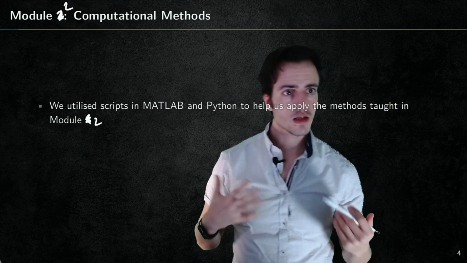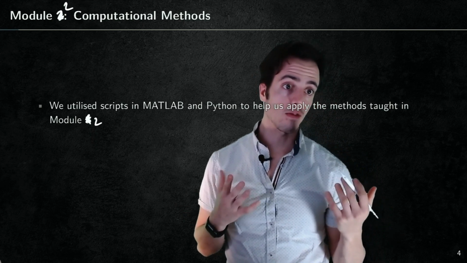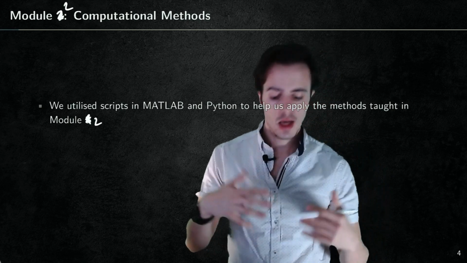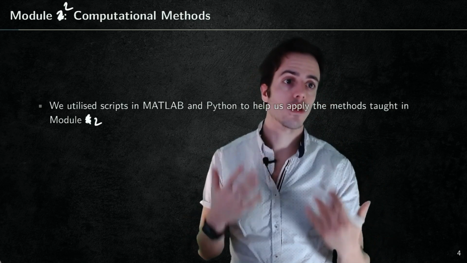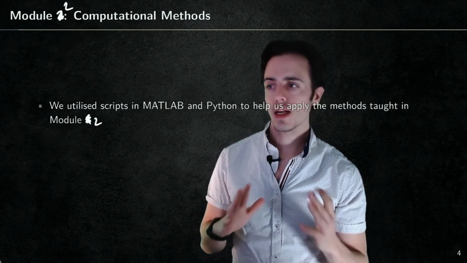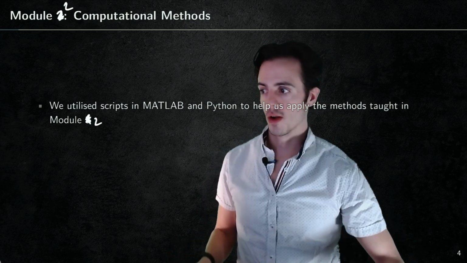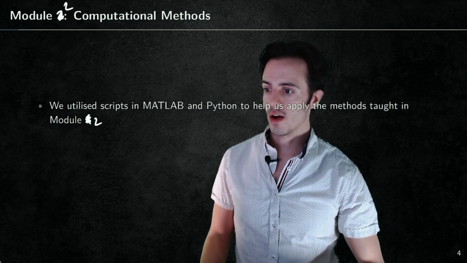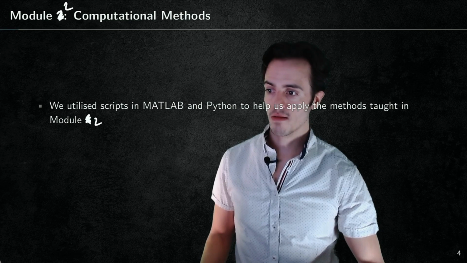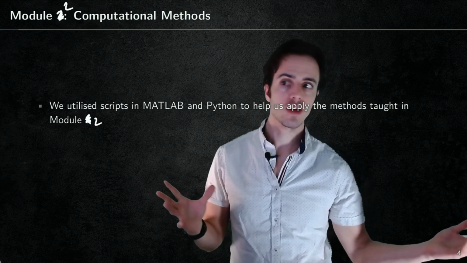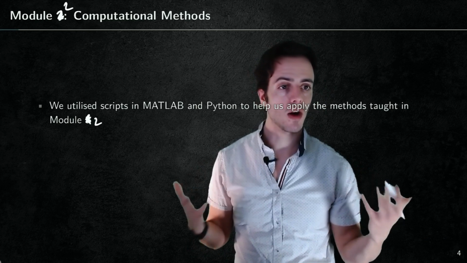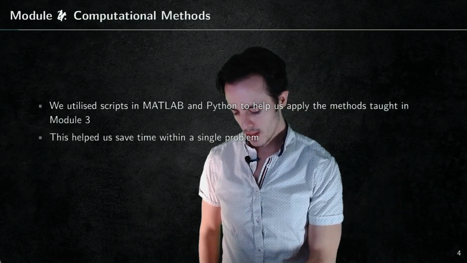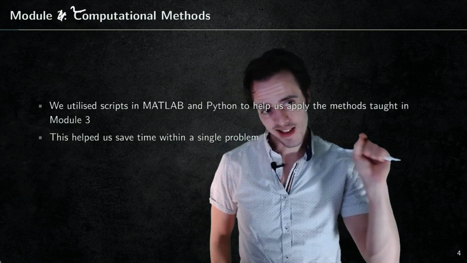Now, the reason that I've tried to get you to do things computationally for Module 2 is that there were lots of calculations that we have to do over and over and over again. And you'll find this all the time when you're professional engineers. If you get to that stage, there are often calculations that we have to repeat 4, 5, 600 times. And in that situation, we write scripts that help us do them multiple times over and over again. They helped us save time within a single problem.